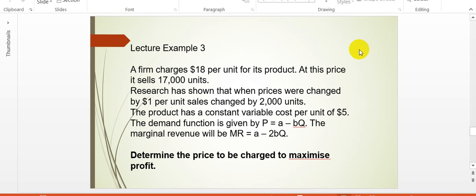The demand function is given by P equals A minus BQ. The marginal revenue will be MR equals A minus 2BQ. We are required to determine the price to be charged to maximize profits.